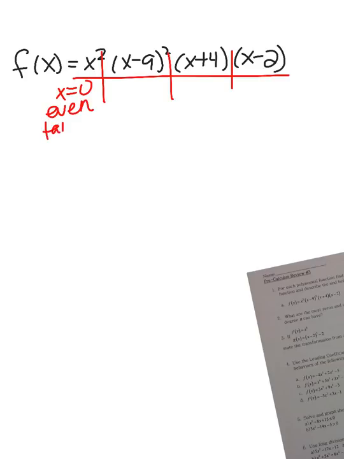Okay, so this polynomial is already in factored form. So the first thing I'm going to do is find the zeros. So I have x equals 0. The exponent of my factor is even, so that will be tangent at 0. The next one is x is equal to 9. My exponent for my factor is also even here, so it's tangent.